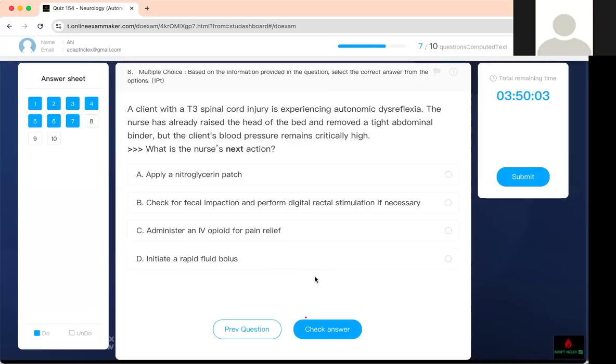I took the patient head up and removed constrictive clothing. You should check the bladder. You should check the Foley before you give them medication. Nitroglycerin patch is not the best option. If you have to control the blood pressure, you have to use something that can take care of it right away. Check for fecal impaction is the most important one. Administer opiate is not related to pain. Initiate a rapid bolus is not indicated.